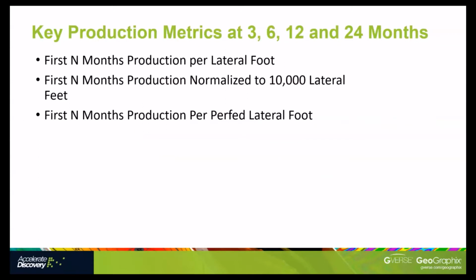In the 2022 release, we can calculate key production metrics at 3, 6, 12, and 24 months, and really any other number of months you specify. Some of these metrics are the first n months production per lateral foot, the first n months production normalized to 10,000 lateral feet, and the first n months production per perfed lateral foot.